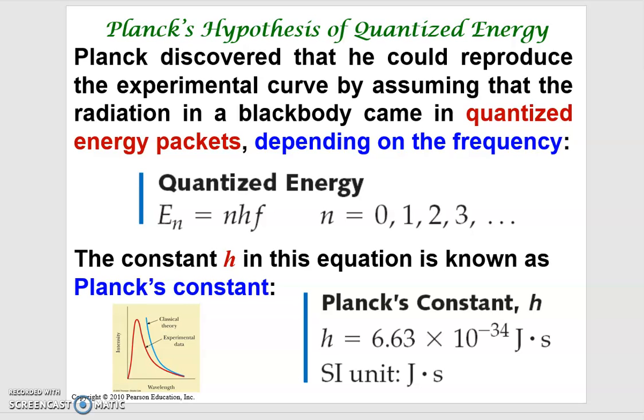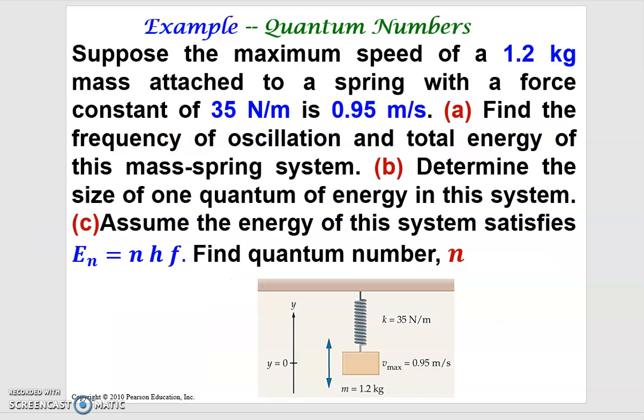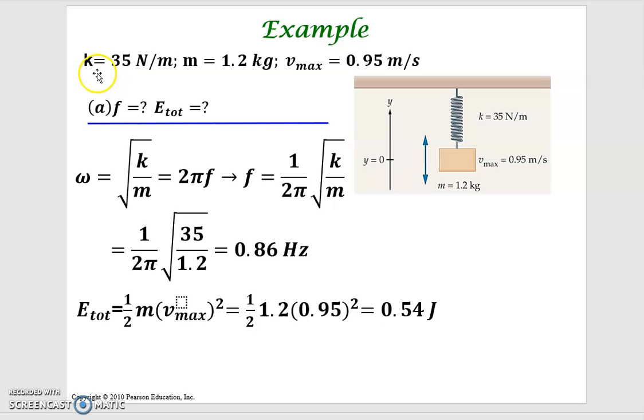And that is actually the approach adopted by Planck. So now we want to calculate the frequency based on the information I just provided. So you know the spring constant, mass, and the maximum velocity. So let's try to calculate the f. But what is the f?